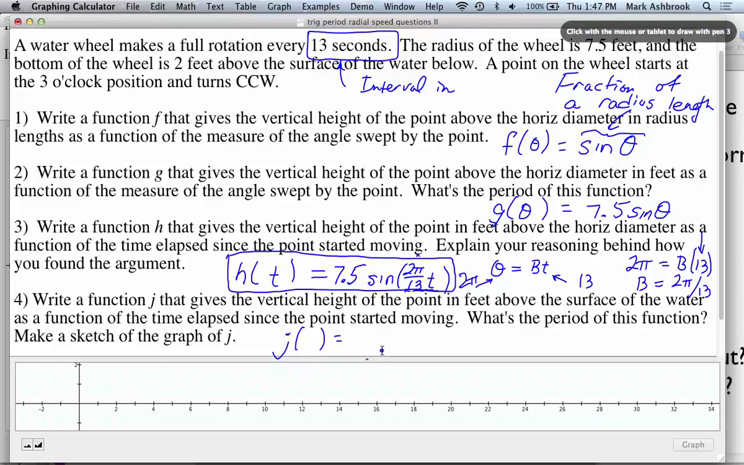Okay. So, but everything else is the same. So we still have the same time input, but now it's supposed to output the vertical height above the water instead of the vertical height above what? H did the horizontal diameter of the wheel, right? So now J, we want it to be the vertical height above the water. So what I saw lots of you put was, started with your H function, and then since the bottom of the wheel is 2 feet above the surface of the water, we're going to add 2, and that will get it.